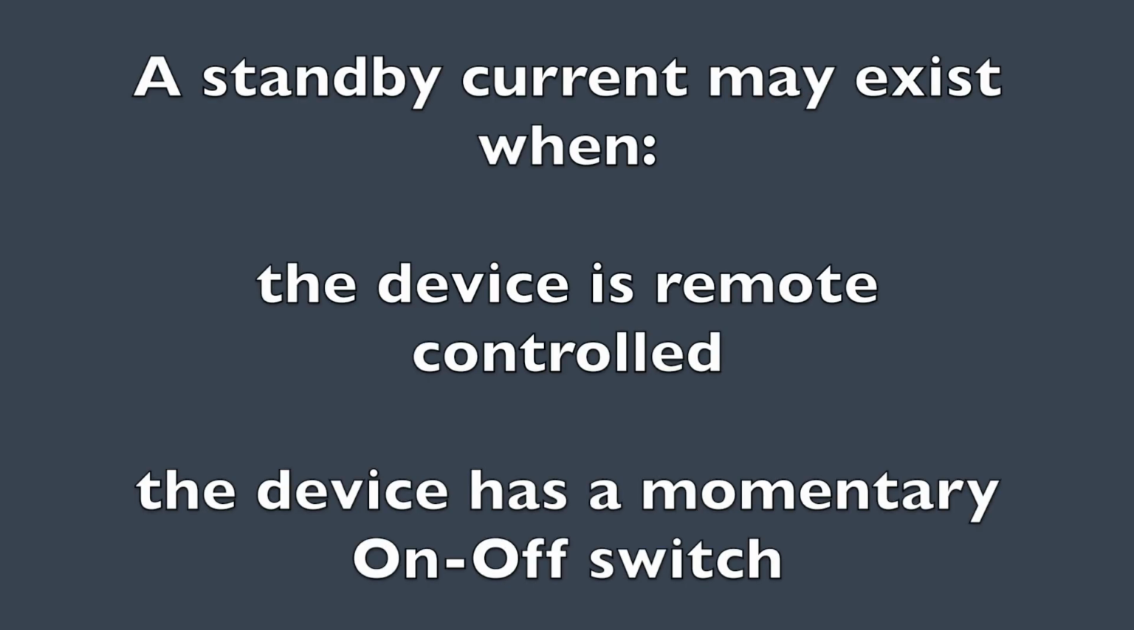Fortunately, there are clues as to whether a device will have a standby current. You can use these clues when looking for these devices in your RV, as well as when you shop for new items. If the device is remote controlled, there is probably a standby circuit that keeps the remote receiver powered. Also, if the device is turned on or off with a momentary contact push button switch, there is likely a circuit in the device to detect the push button action. Again, I would budget a nominal 20 milliamperes for those devices having such behavior.